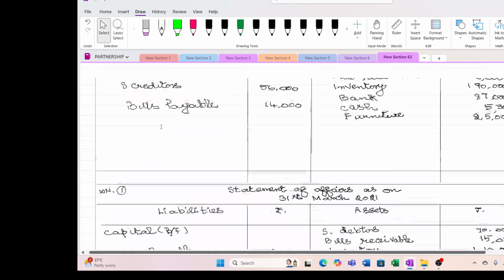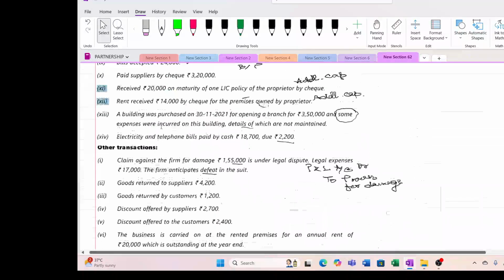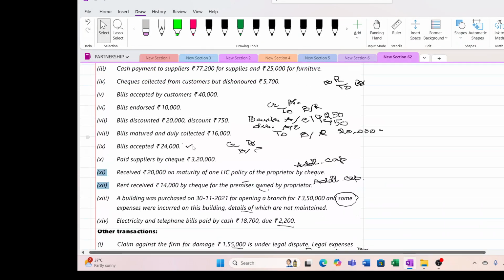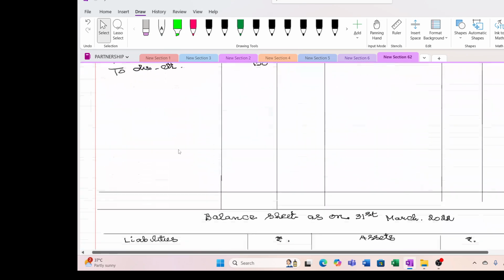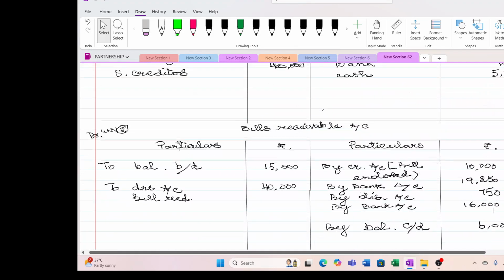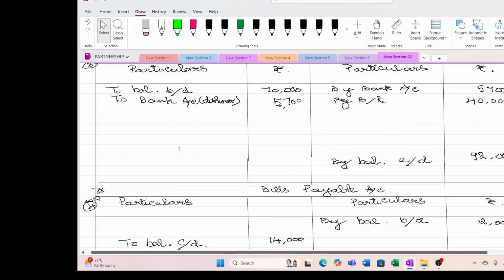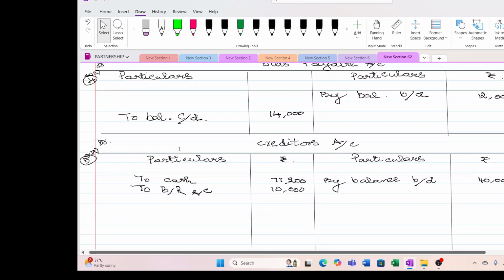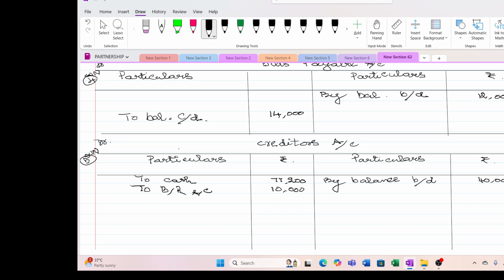Now the next entry is bills accepted. So bill accepted means creditor will be debited to bills payable account. Creditor account will get debited to bills payable account.